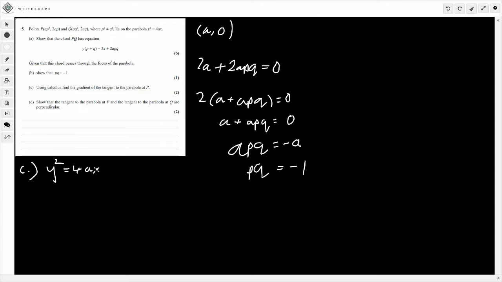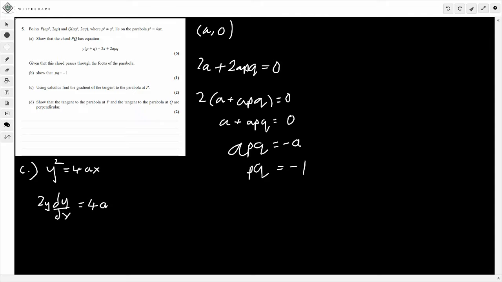So y squared is equal to 4ax. To differentiate implicitly, let's deal with this left hand side first. Because we're doing dy by dx and this is a y, what that's going to give me is 2y. It's as if you're differentiating it, but remember, because we're differentiating with respect to x, this has to be dy by dx. And then the right hand side, 4ax differentiated with respect to x is just going to be 4a, right?